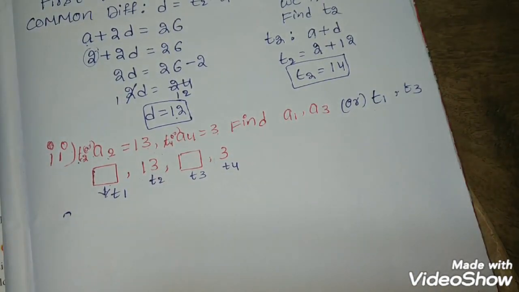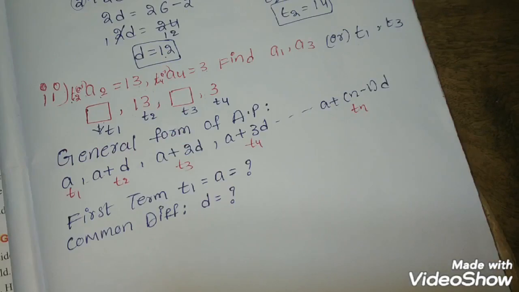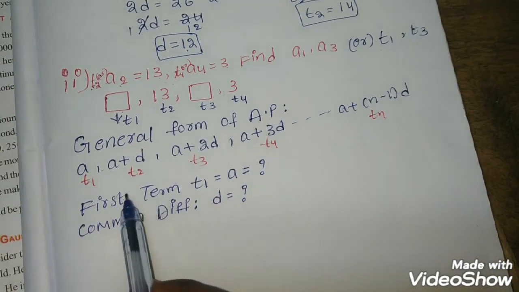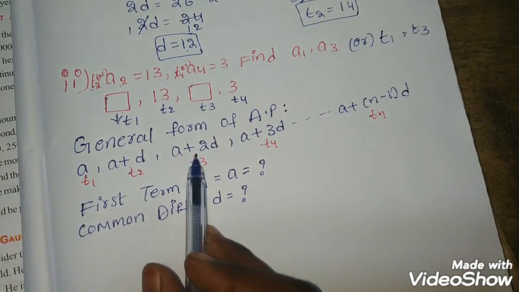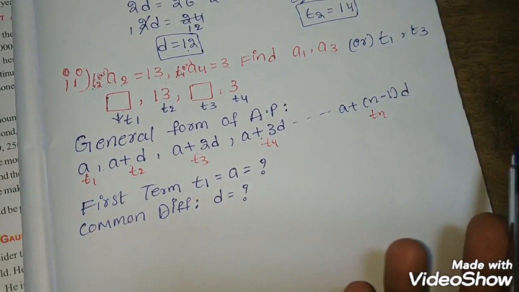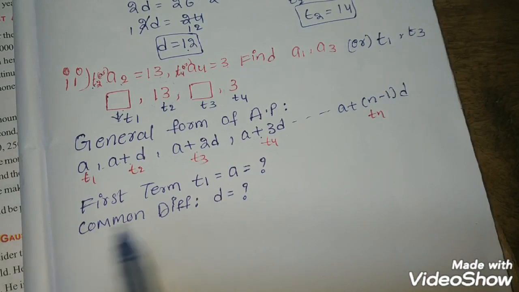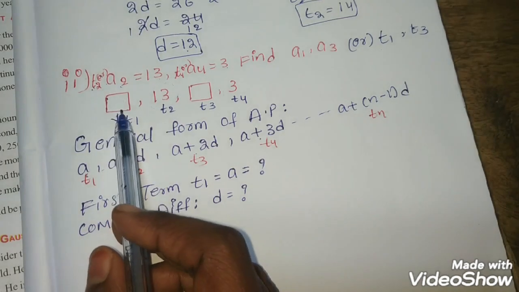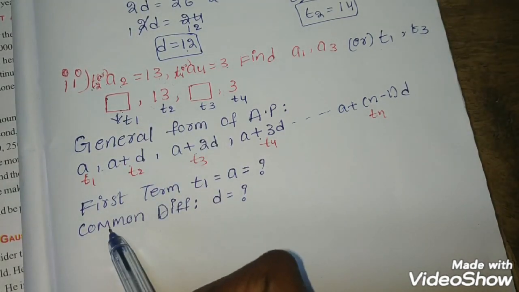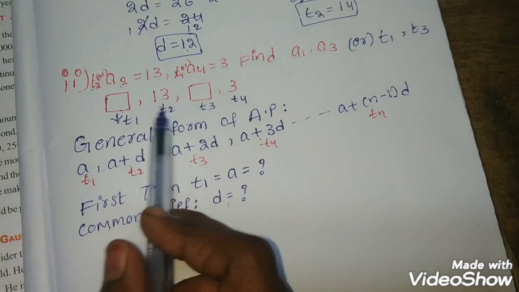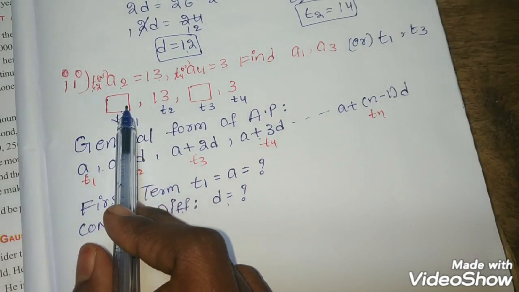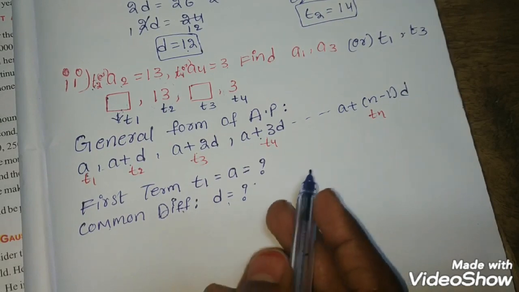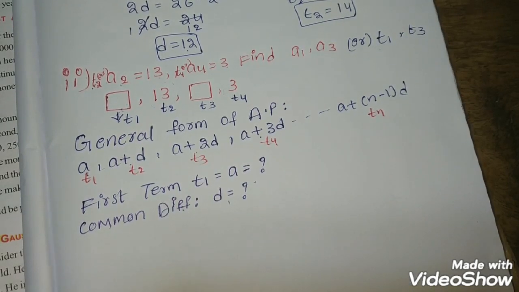What is the general formula of arithmetic progression? See here. General form of arithmetic progression is A plus D, A plus 2D, A plus 3D and so on, A plus n minus 1 into D. So what is the first term here? T1 is equal to A, but we need to find it here. Next, common difference D is equal to T2 minus T1, but T1 we have to find, no? Then how can you find the common difference?